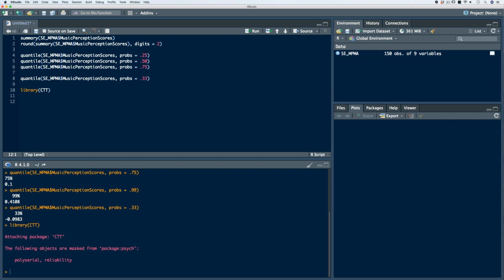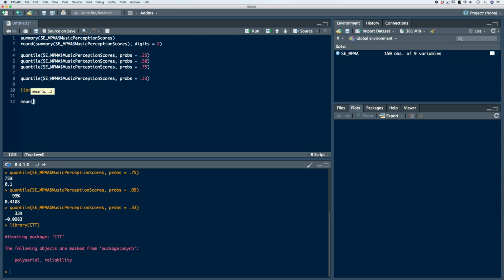So as an example, our music perception scores are on a different scale than our music aptitude scores. Let's say we wanted to look at a student's percentile ranking and compare that student across both tests, the music perception test and the music aptitude test. In order to make that comparison, what we have to do is standardize them. Because remember the normal distribution. A standardized normal distribution has a mean of 0 and a standard deviation of 1.